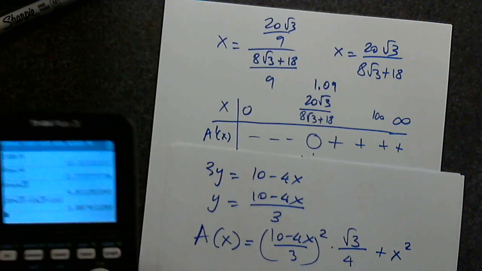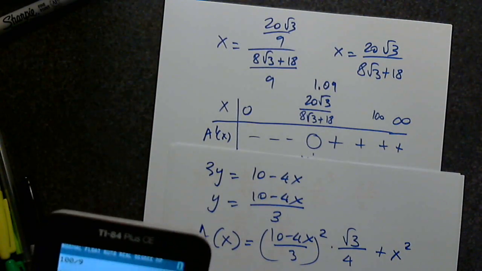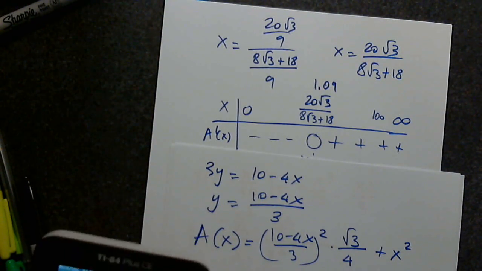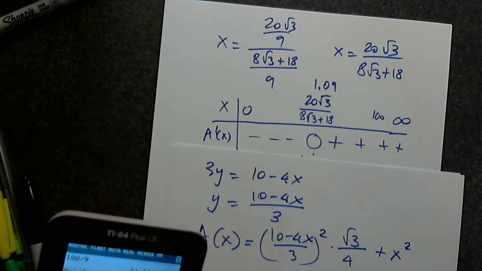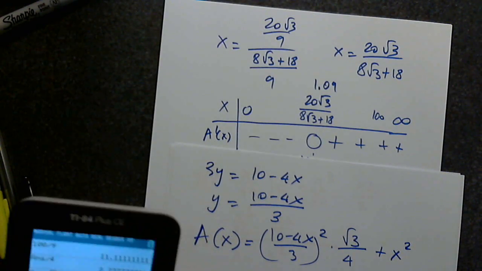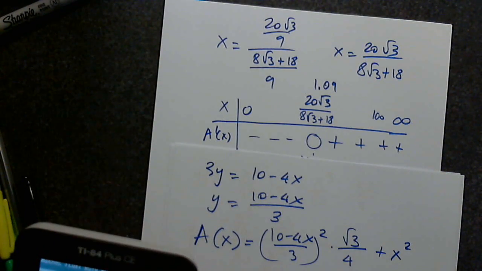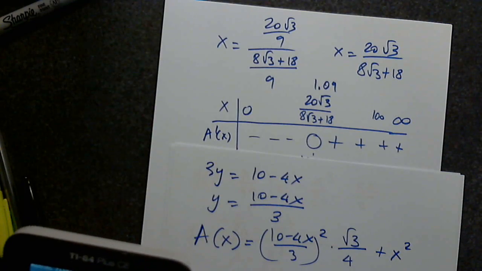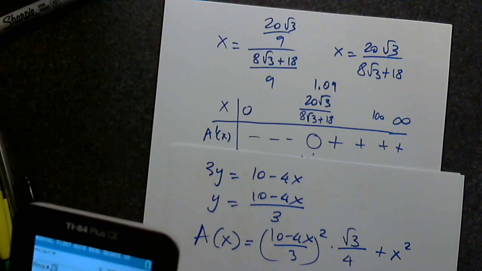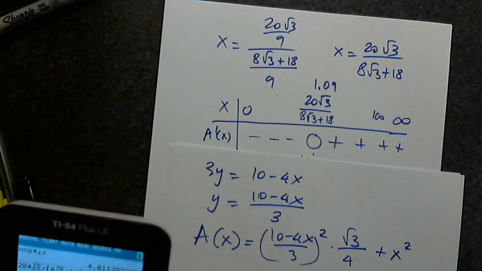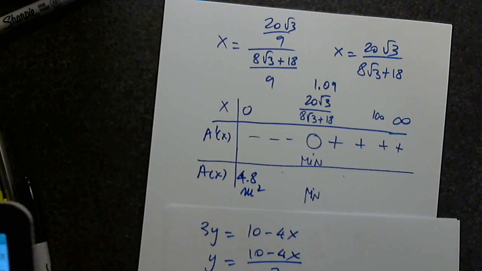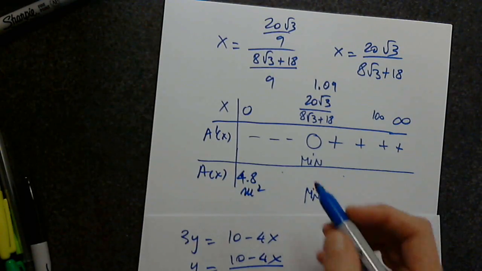So here's my function, 10 minus 4 multiplied by the previous answer. I don't want to put it in. And I square that and divide by 9. And then times the square root of 3 and divide by 4. And then plus 1.09 squared. Yes, I got 2.72.